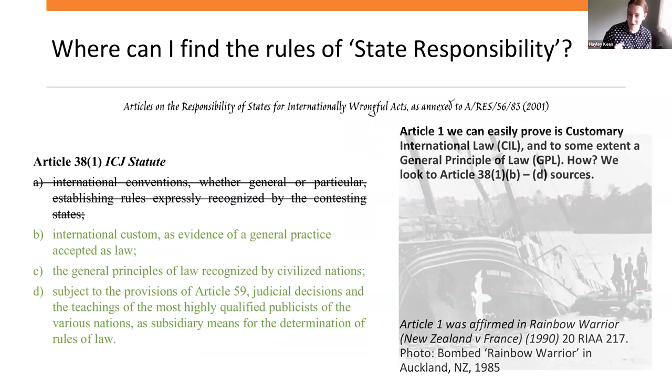So where can you find the rules of state responsibility if they are secondary rules? So the best way to locate the articles of state responsibility, I just said it right. The best way to locate state responsibility rules are in the articles on the responsibility of states for internationally wrongful acts. And this is the one that's annexed to the resolution in 2001. The funny thing about the articles of state responsibility is you need to know a little bit about the International Law Commission to understand why we have these articles.